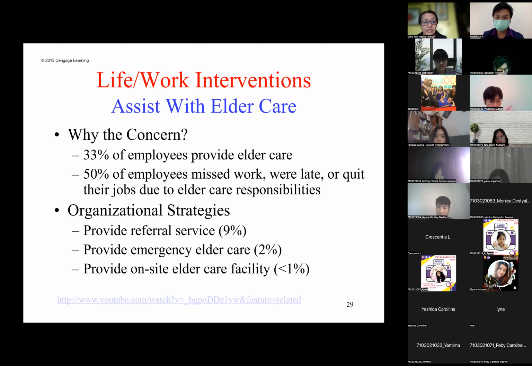So to buffer this, what are some of the organizational strategies suggested? 9% refer them to elder care institutions. You also have emergency elder care in the institution itself; 2% of organizations are doing it. And on-site elder care, although this is very minimal among organizations, there's still about 1% who are providing elder care for their employees in order for these employees to experience less stress thinking about this concern.